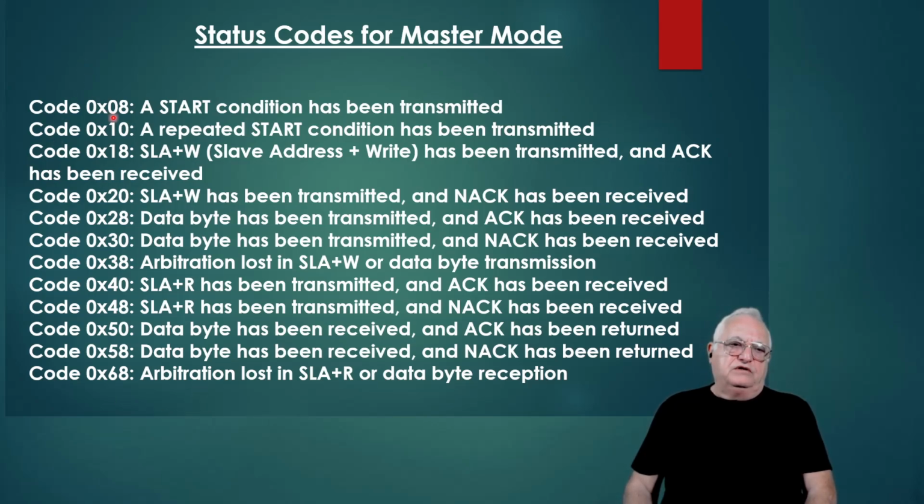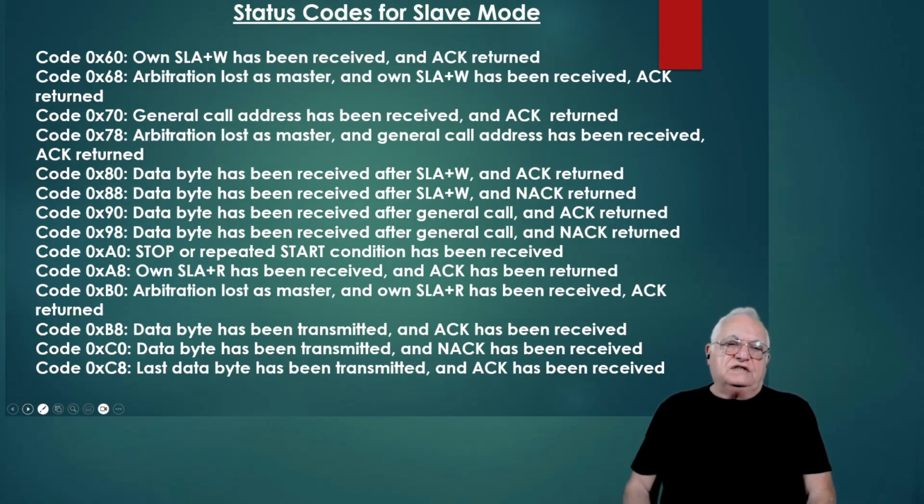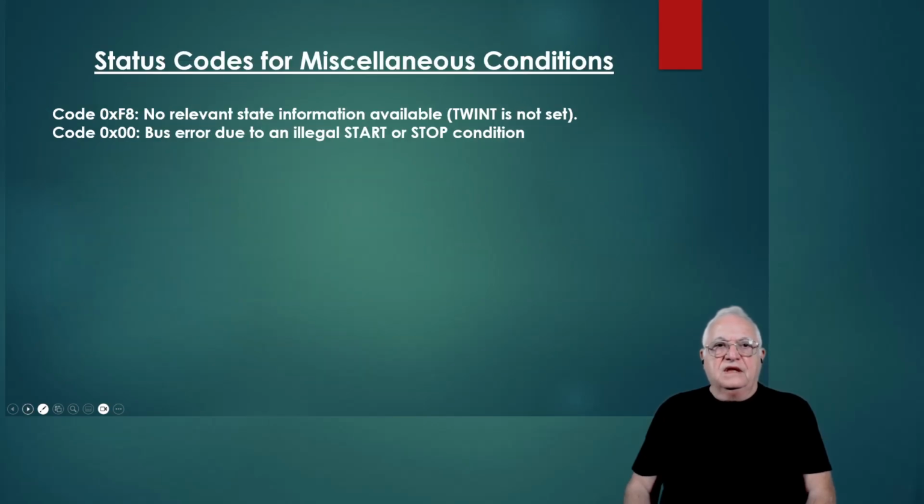For example, 08 would mean that the start command was sent and it was successful. The code 18 means that the slave plus write has been transmitted and that the slave acknowledged it. The slave also has some status codes to know whether its transactions have been successful or not. And then finally we have some status codes which are miscellaneous.